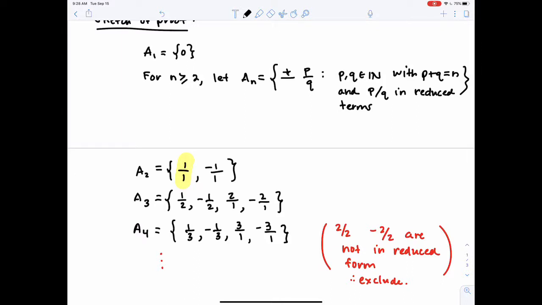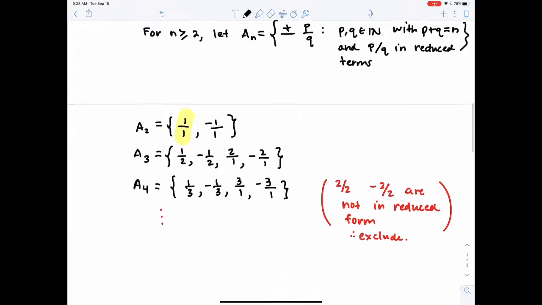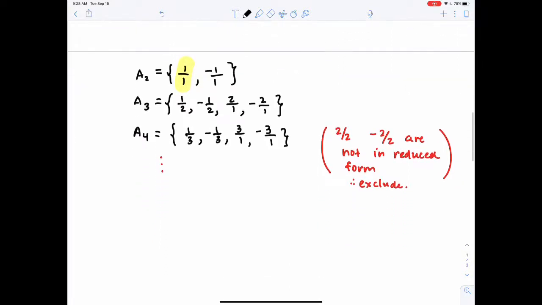And the fact that things have to be in reduced terms is guaranteeing us that we're going to have a unique representation of our numbers, such that all numbers will appear in exactly one chunk. And this gives us a way to line up our sets and label these chunks one at a time. And in that way, we're creating a first rational number, a second rational number, etc.